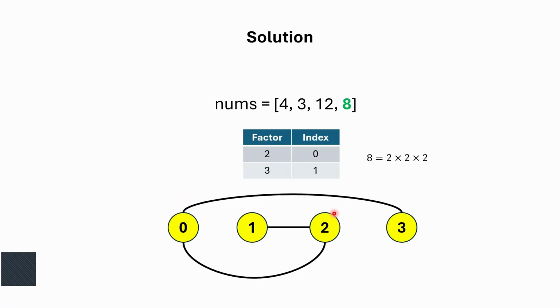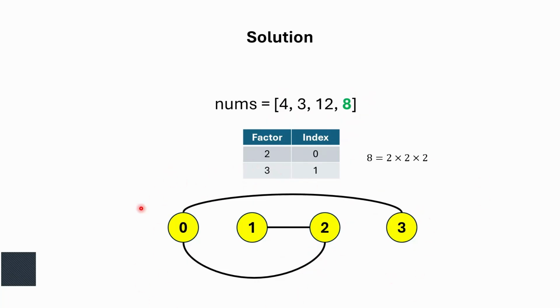Yes. So the last number, that is 8, we do the prime factorization of 8. That is 2 times 2 times 2. So 8 only has one factor, that is 2. We only saw a number that has a factor of 2. That is the number at index 0. So that means we can traverse from the number at index 0 to number 8, right? And number 8 is at index 3. So that's why we need to join the number at index 0 and the number at index 3. So 0 to 3. And now if we look at the components here, we can see that all components have been joined into only one component.